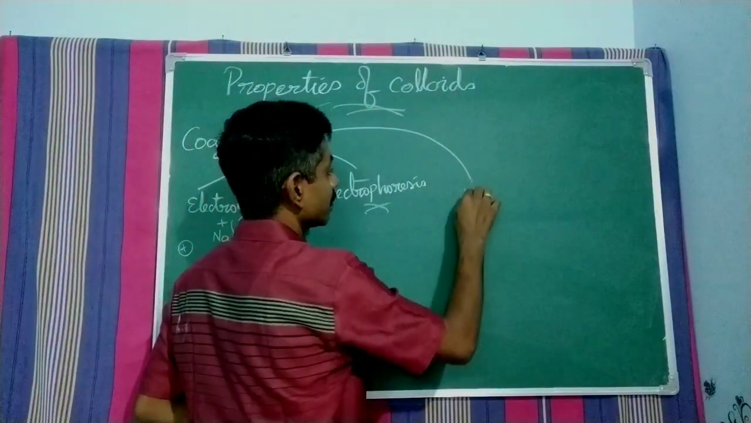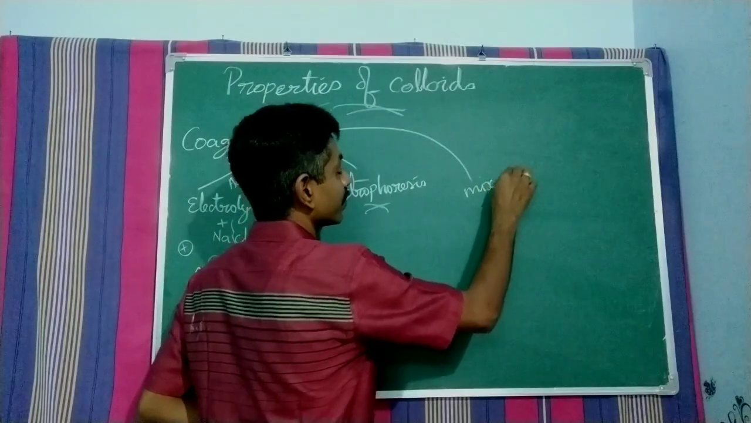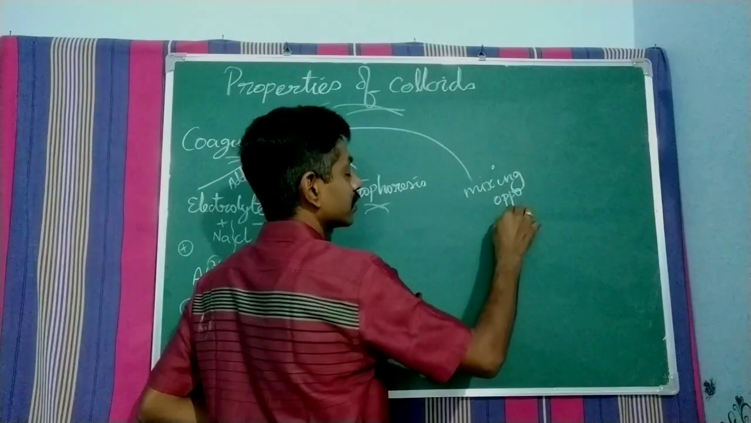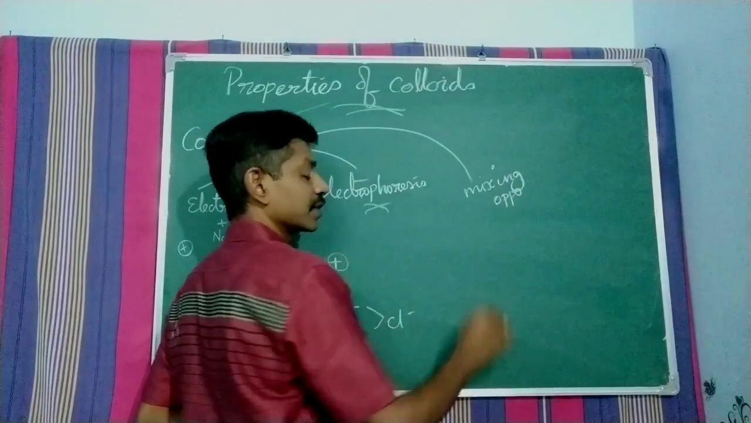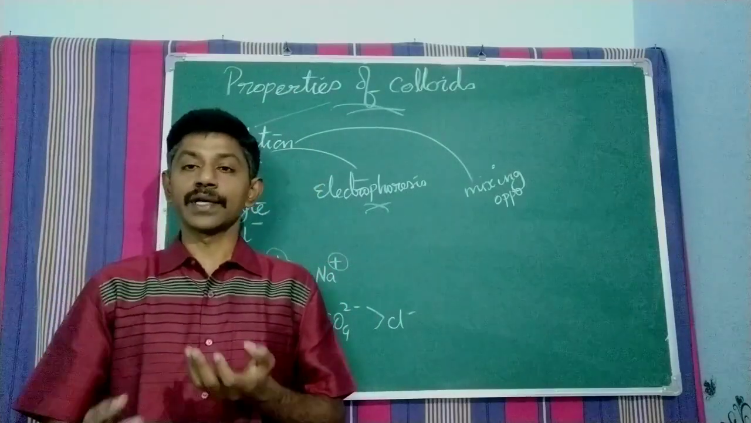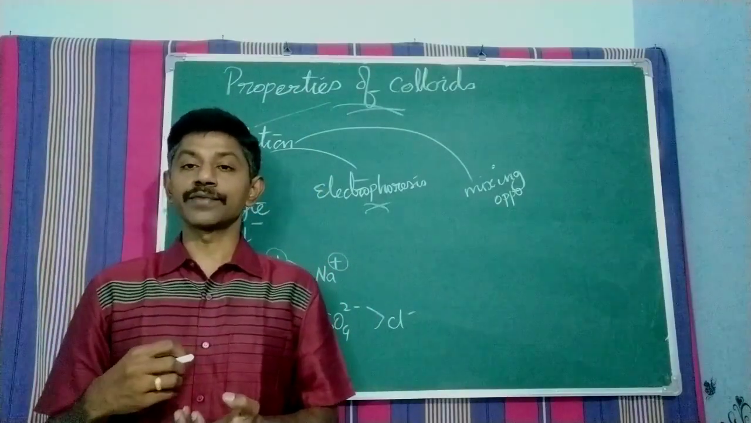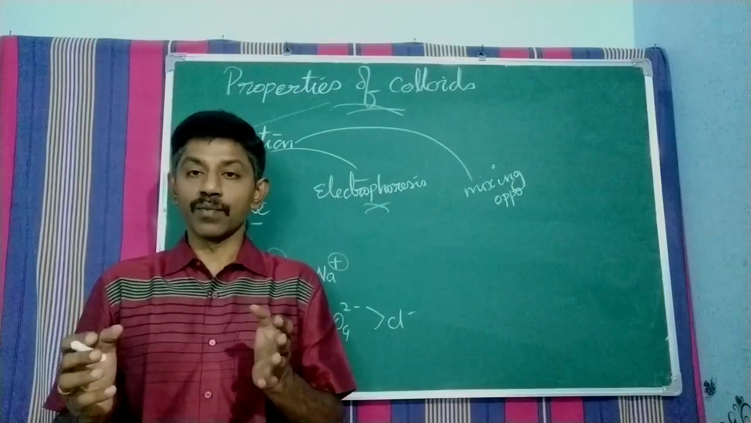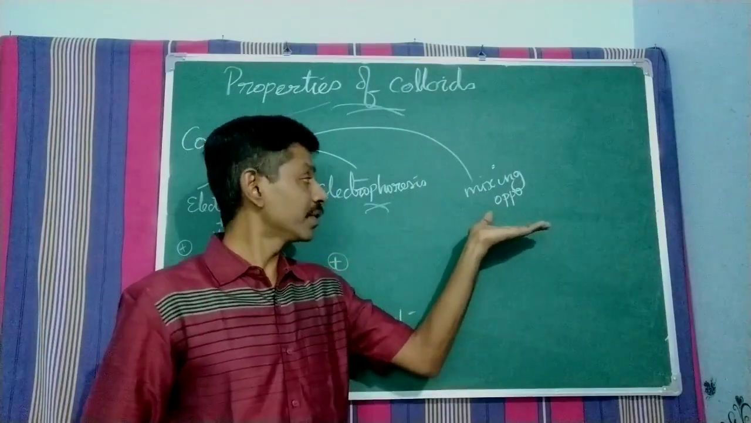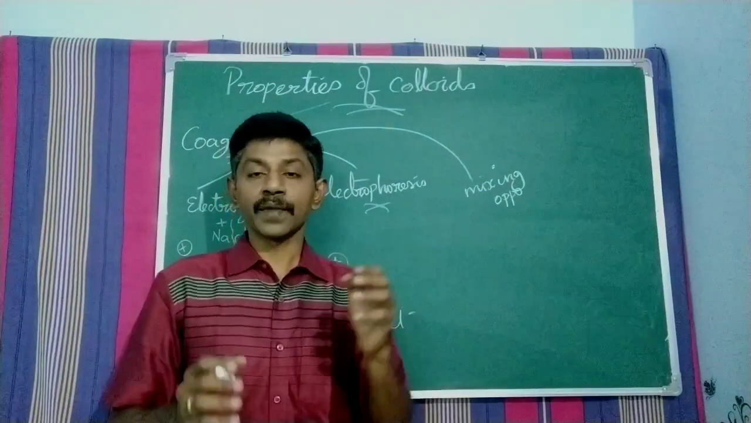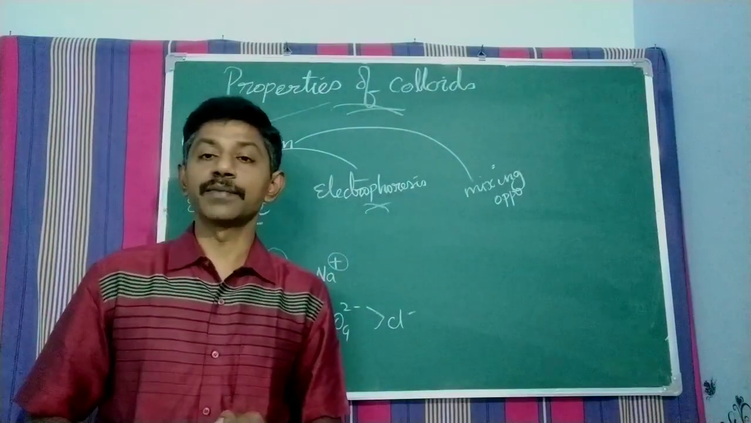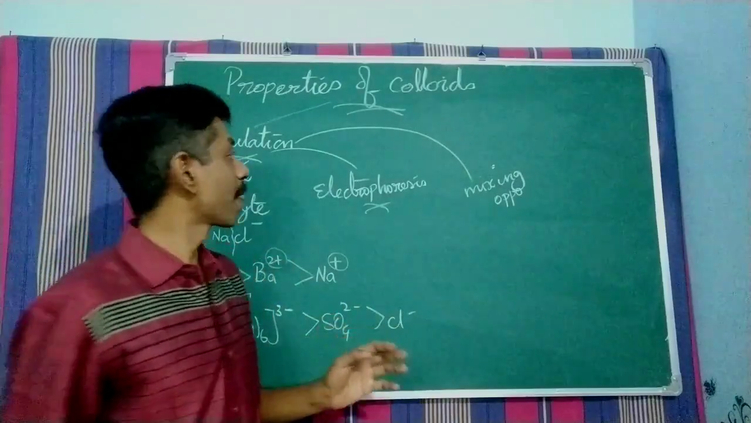The next one is mixing of oppositely charged colloids. Suppose one colloidal solution is negatively charged, and we purposely add another colloidal solution which is positively charged. Then both of them mutually coagulate because of the mixing of oppositely charged colloids. Mutual coagulation results in the sedimentation of the colloidal solution.